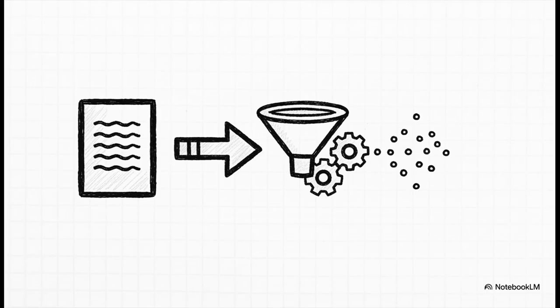But hold on. How does the system do that retrieval step? How does it find the relevant data? This is the really clever part. It's not just doing a simple Control+F keyword search.